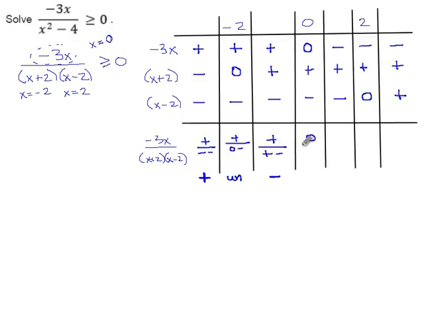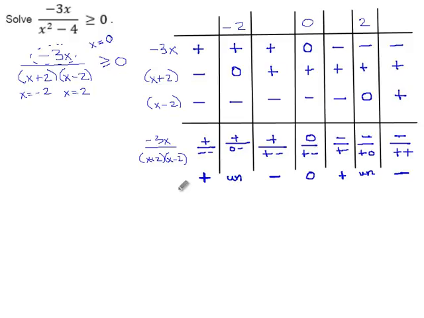Here we get 0 over positive times negative, which is 0. Negative over positive times negative comes out positive. Negative over positive times 0 is undefined. And negative over positive times positive comes out negative.